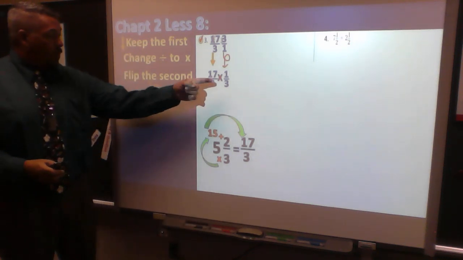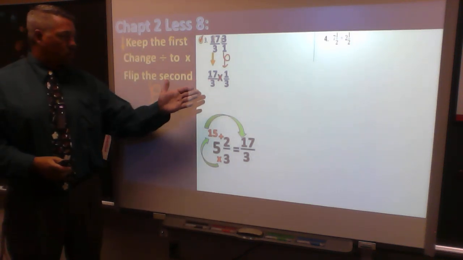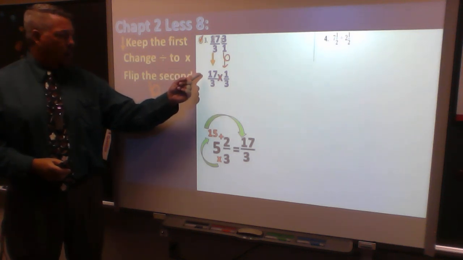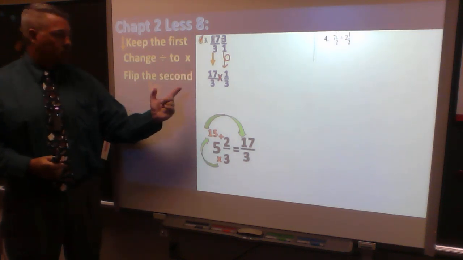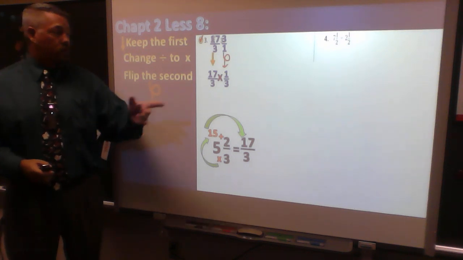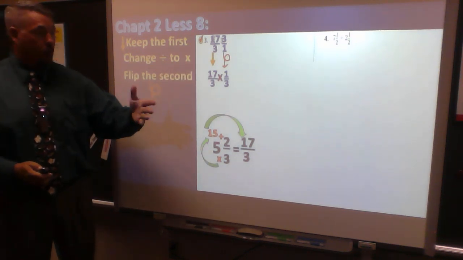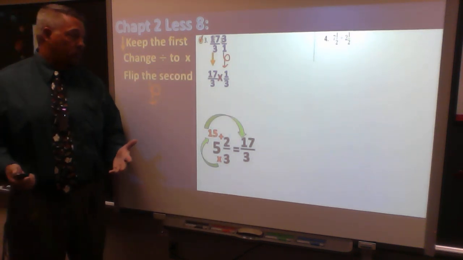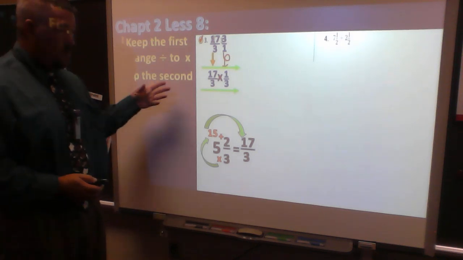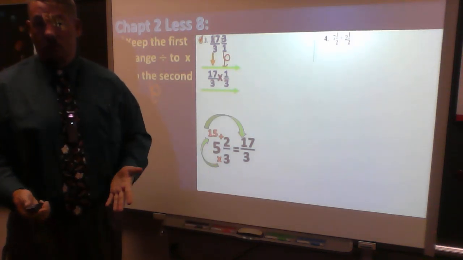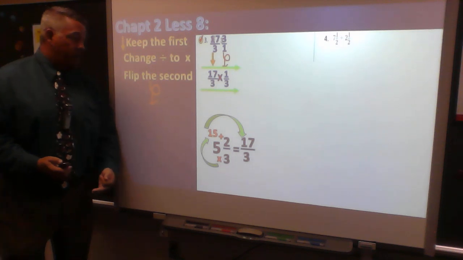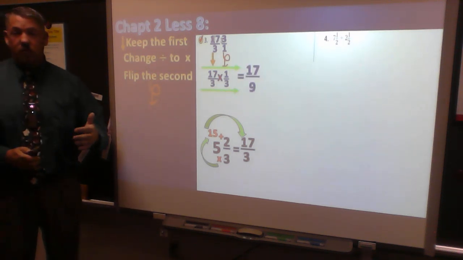Now I'm going to see if I can cross reduce. Well, 17 is actually a prime number if you're not aware, and so therefore 3 won't go into it. 1 and 3 are already, 3 is a prime number and 1 isn't either, but it doesn't reduce anything. It doesn't change my numbers. So that's where I just have to multiply across and use those big numbers that I get. 17 times 1 is 17, and 3 times 3 is 9.